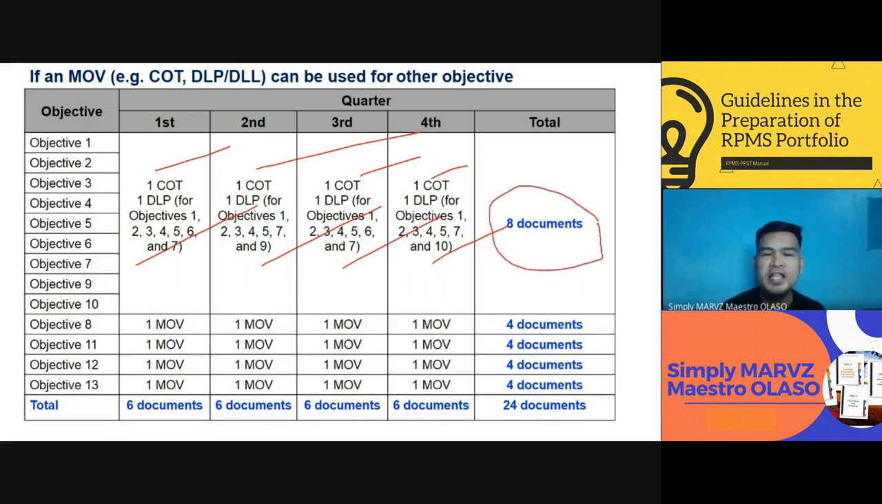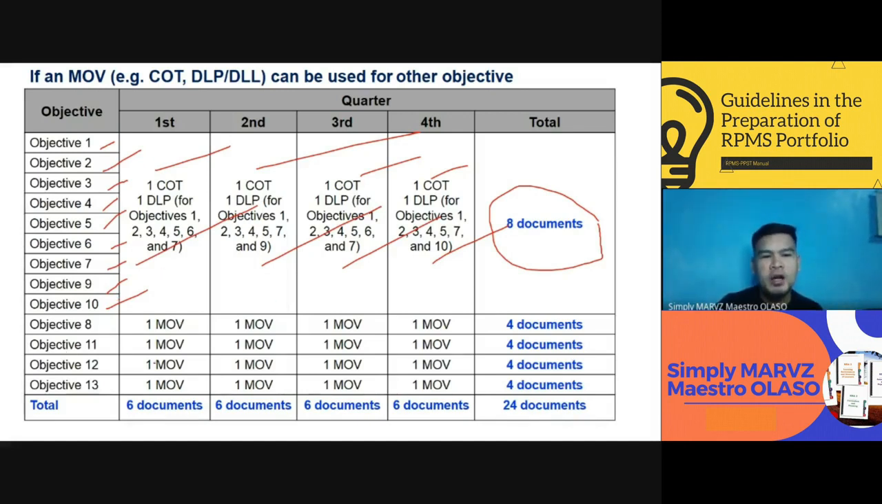Yung 8 documents na yan, i-attach lang natin. Hindi kailangan i-photocopy mo ng paulit-ulit. So, i-note mo lang na yung 8 documents na yan ay good for Objective 1, 2, 3, 4, 5, 6, 7, 9, 10. Okay po, i-highlight mo lang lahat ng mga parts doon sa DLL para malaman na yung part na yun ay para doon sa objective 9 or 10, depende kung saang objective naka-fall yun, okay? You don't need to photocopy ng paulit-ulit.